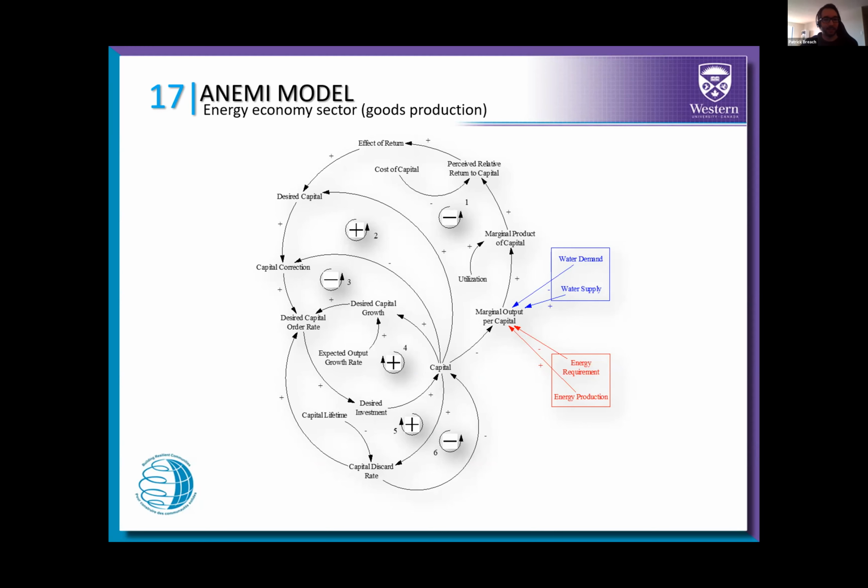So on this slide here, we're showing the goods production structure of the model. And there's 5 main feedback loops to show the production of goods from the global capital stock. What these loops are showing are the adjustment of the capital stock in response to relative cost and marginal production of capital. They're showing a gap between the desired and actual capital stock, which is adjusted over time. And they're also showing the effect of the expected output growth rate on investment, and capital depreciation over time.